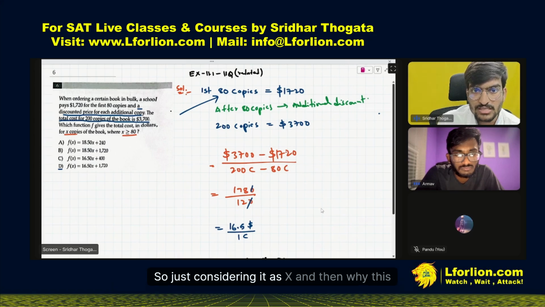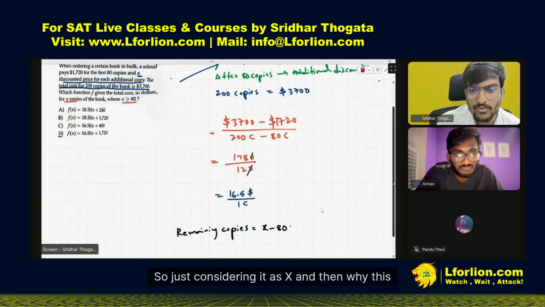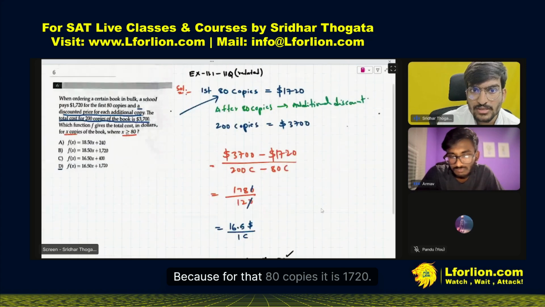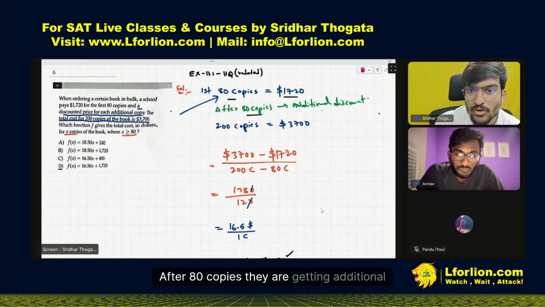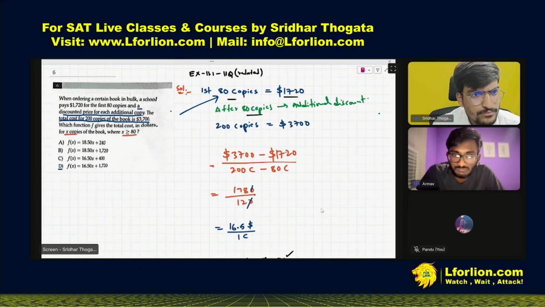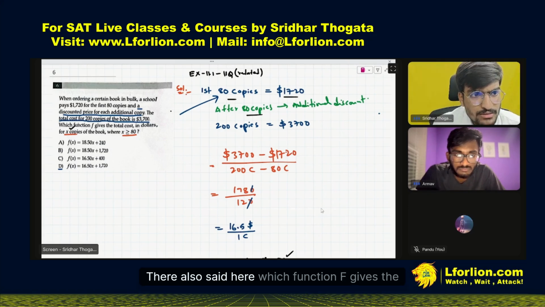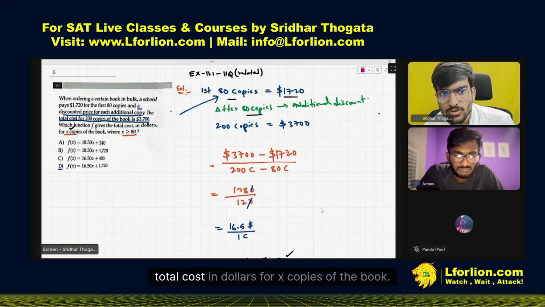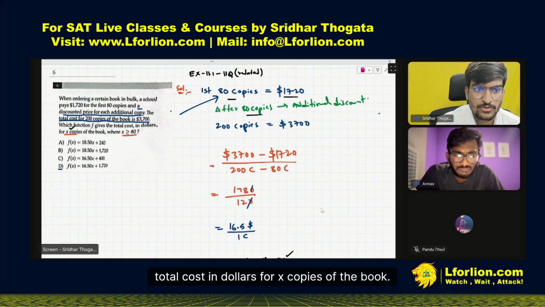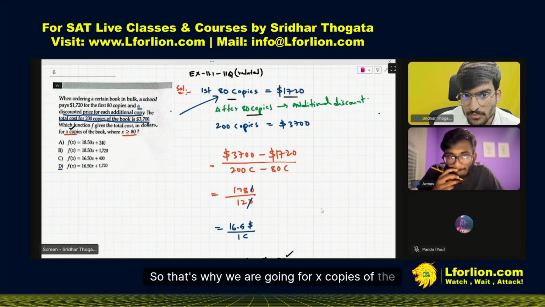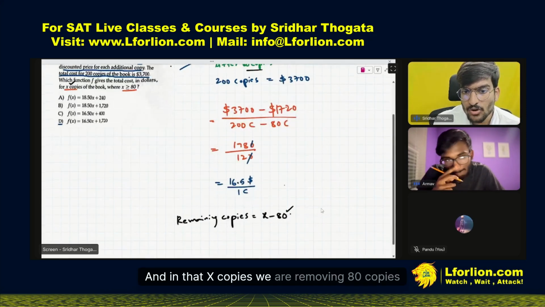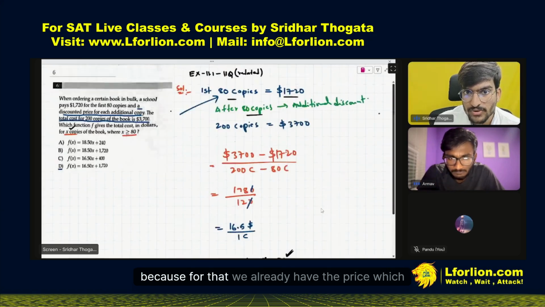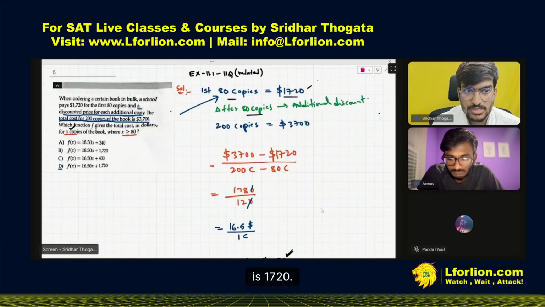Why x minus 80? Because we don't know how many copies we are going to order, so just considering it as x. And why this minus 80? Because for that 80 copies it is 1720. After 80 copies, they are getting additional discount. Got it? They also said here: which function f gives the total cost in dollars for x copies of the book? So that's why we are going for x copies. In that x copies, we are removing 80 copies because for that we already have the price, which is 1720.